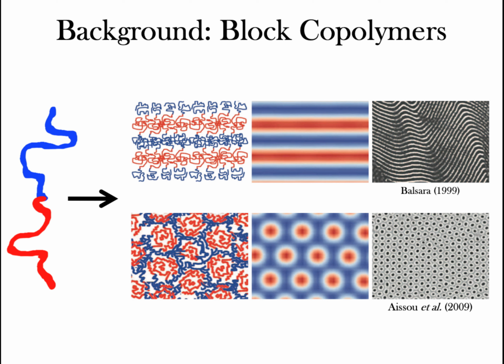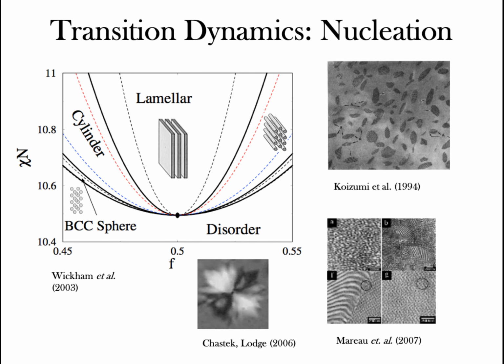Block copolymers are renowned for their tendency to form modulated ordered phases that are not only interesting from a theoretical perspective, but also have practical applications. Here I've shown the cylinder and lamellar phases that I'll be telling you about today. The equilibrium phase behavior is well known, but also important is how to actually obtain these structures, that is, the dynamics of how they form.